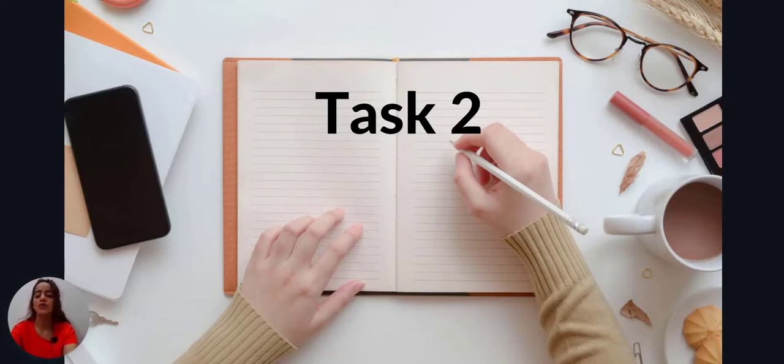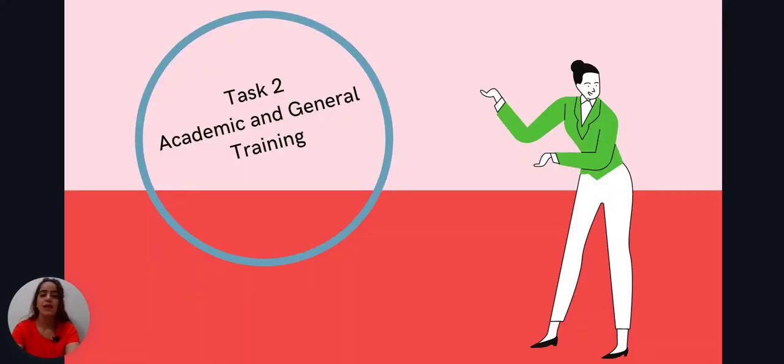Okay, so 250 words, 270, 280 would be a great number. Task 2, academic and general training. As I told you previously, these two test taker types have the same type of questions, okay? You will see different questions on the same date, but the types are the same.